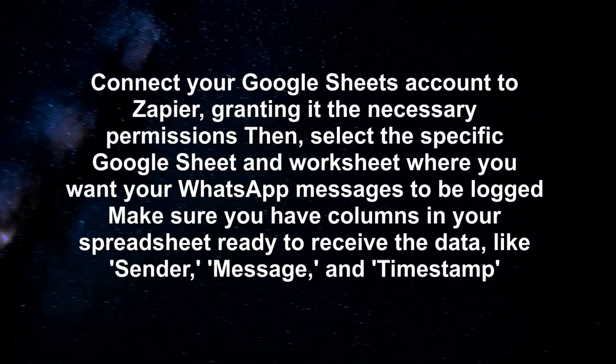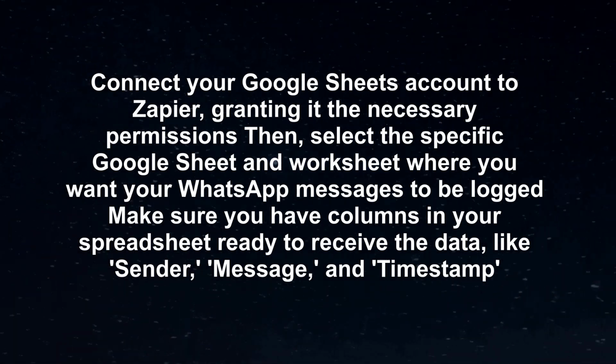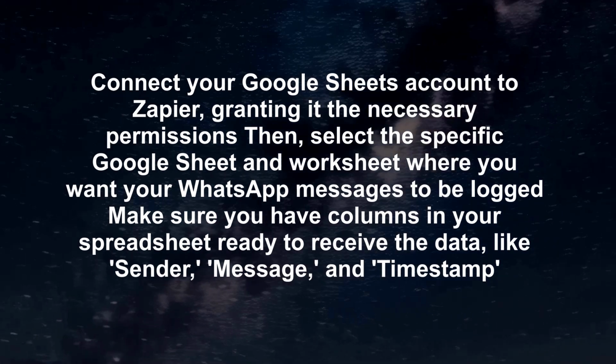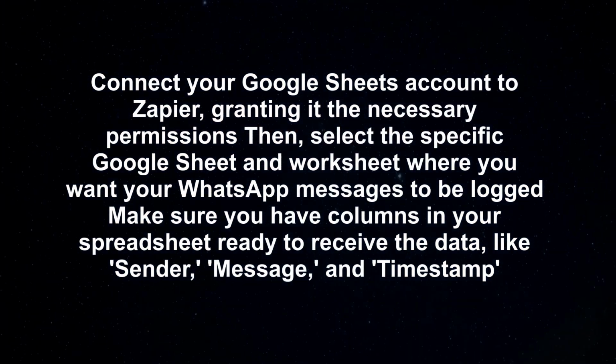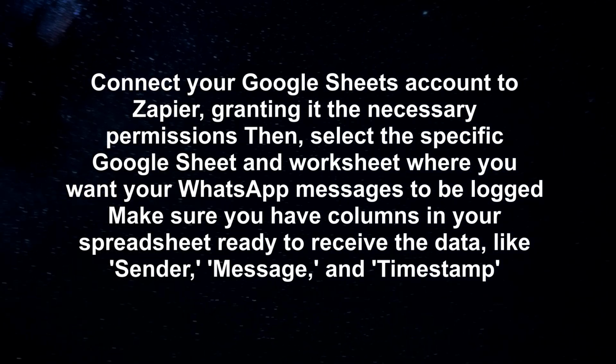Connect your Google Sheets account to Zapier, granting it the necessary permissions. Then, select the specific Google Sheet and worksheet where you want your WhatsApp messages to be logged. Make sure you have columns in your spreadsheet ready to receive the data, like sender, message, and timestamp.